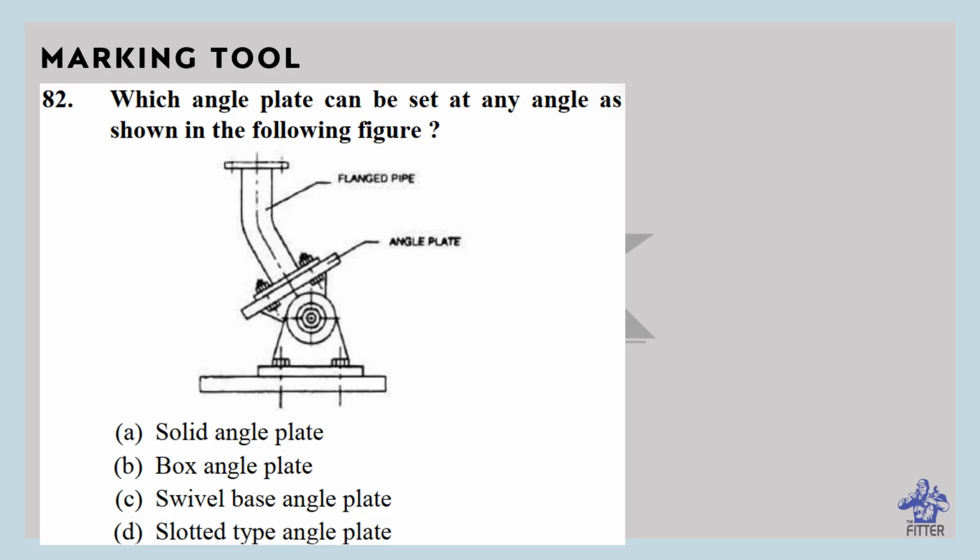Which angle plate can be set at any angle as shown in the following figure? We have discussed it in previous slides, right? That is swivel base angle plate, option C. Swivel base angle plate can be set at any angle easily. It is used to support the job at any angle. And box angle plate has all the faces at 90 degrees to each other. We discussed it in detail in the previous slides.